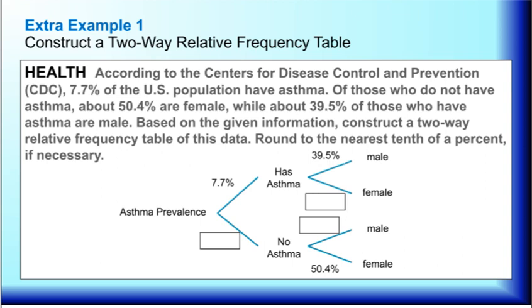So here I have the tree diagram for us. According to the Centers for Disease Control and Prevention, 7.7% of the population have asthma. So if 7.7 has asthma, what percent does not? You would just take that 100 minus the 7.7, and you'd have 92.3. So 92.3% does not have asthma.